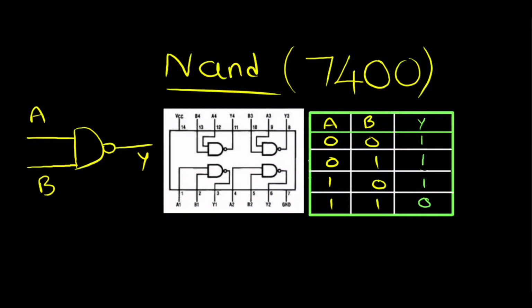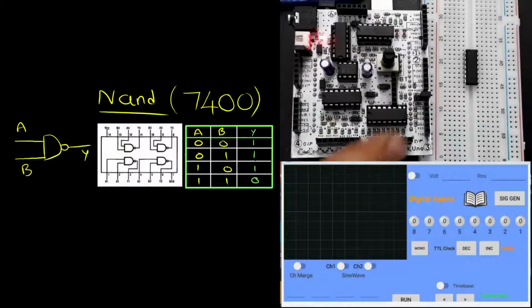The IC for the NAND gate is 7400, and what I have done is I have replaced the IC 7486 with 7400. Now I'm going to make fresh connections, and let's verify the truth table for the NAND gate.